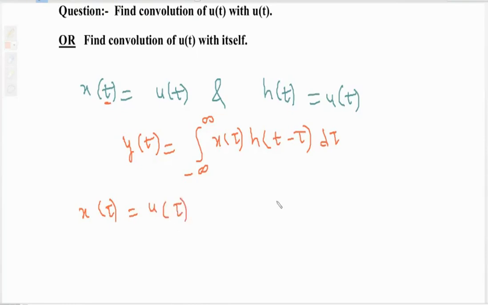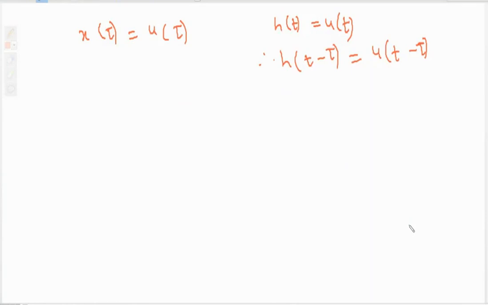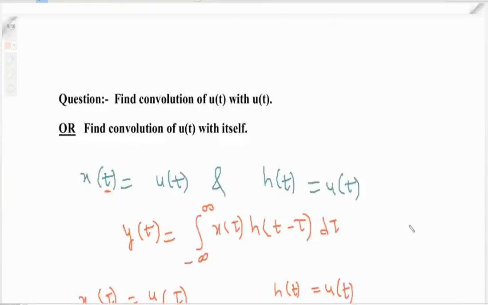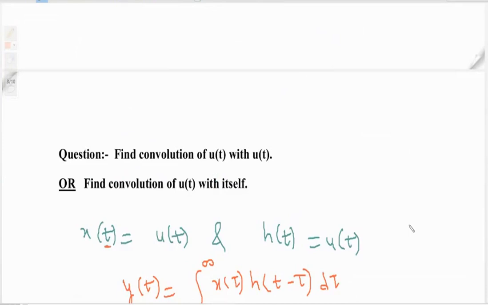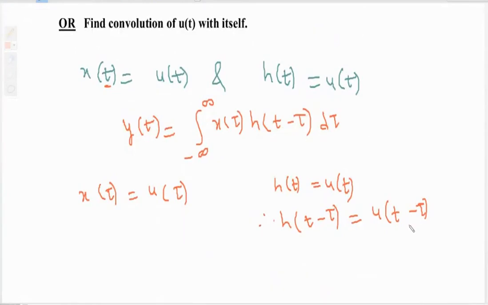And h of t given is u of t, but I want in the formula h of t minus tau. So in place of t put t minus tau. Therefore h of t minus tau equal to u of t minus tau. Up to this, I hope there is no difficulty. We have to determine the convolution of u of t with u of t, so I have taken x of t as u of t and h of t also as u of t. In the convolution formula I want x of tau and h of t minus tau, so correspondingly I have replaced t with tau, and t with t minus tau.